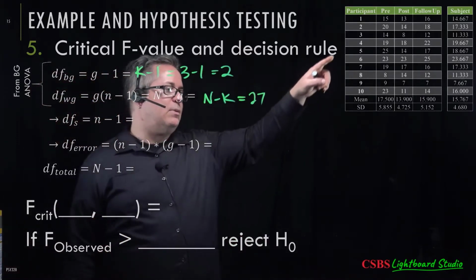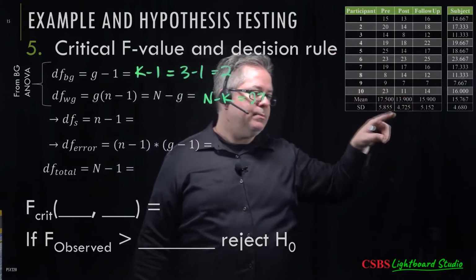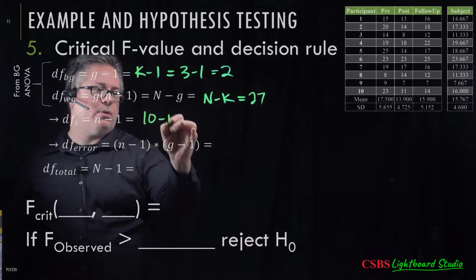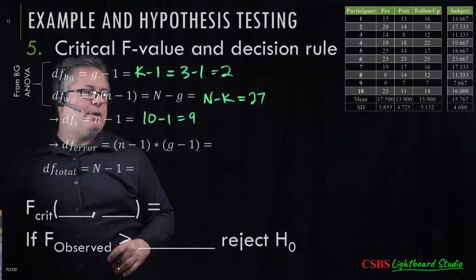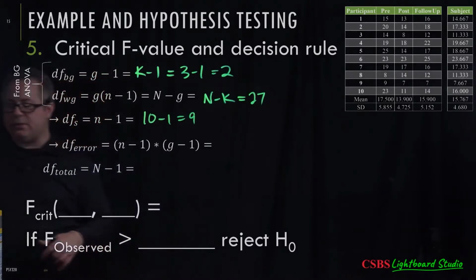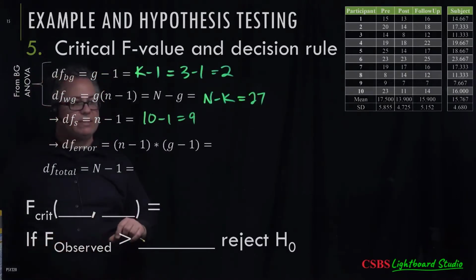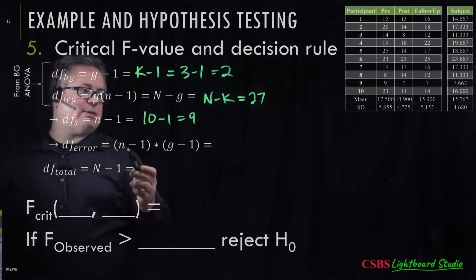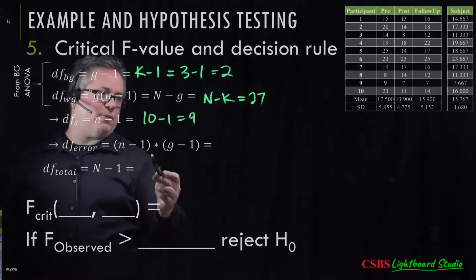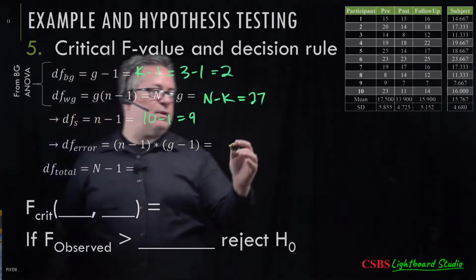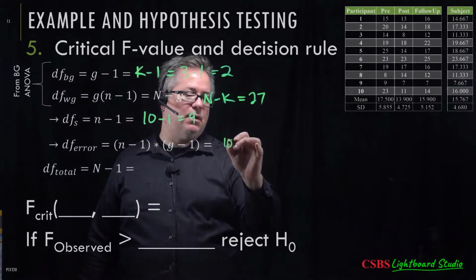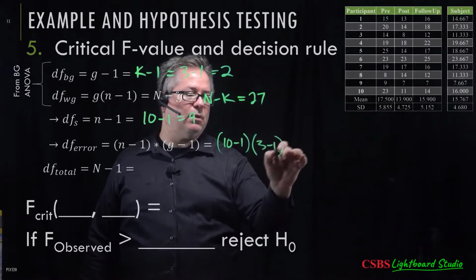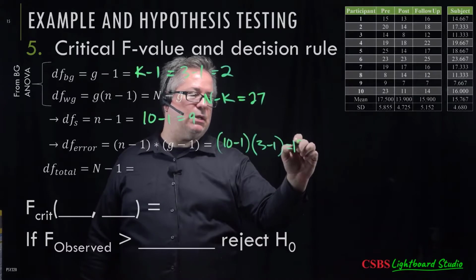Well, little n is 10, because I have 10 participants in each group. So little n minus 1 is 10 minus 1 equals 9. And then, because like I said, the error term here is an interaction between subjects and groups, or time, we're going to multiply n minus 1 times g minus 1. So we're now talking about 10 minus 1 times 3 minus 1 equals 9 times 2 is 18.